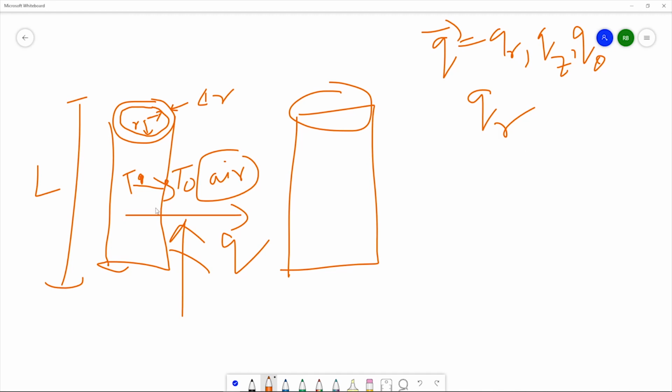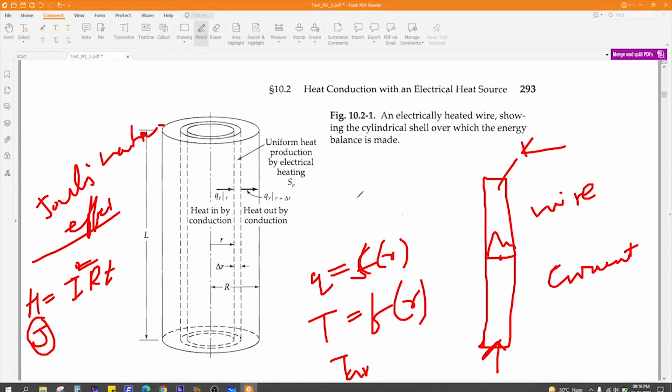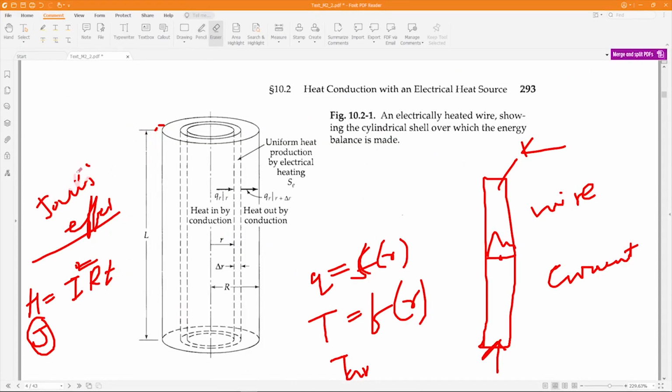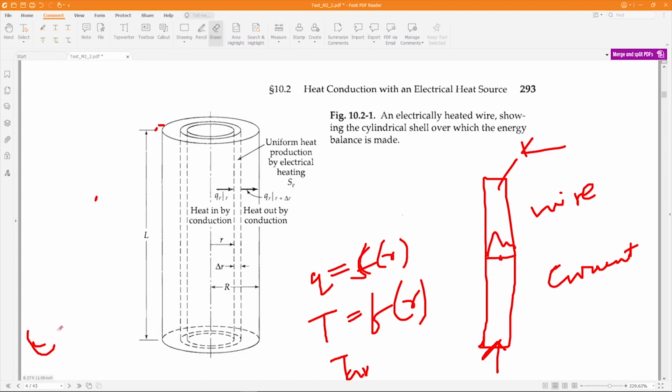Since the heat is flowing in this radial direction, only this term QR will be there, and the rest of the terms will not be there. So we'll do a momentum shell balance taking this QR into account. If you see here, this is a thin shell balance.